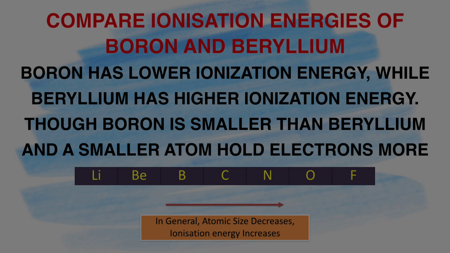In general, when we move left to right in a period in the periodic table, the atomic size decreases and ionization enthalpy or ionization energy increases. It is because of the increase in the effective nuclear charge. It means when we move from beryllium to boron in the second period, the atomic size decreases and the ionization enthalpy must increase. But actually it is not so. The ionization energy of boron atom is lesser than that of beryllium. Why is it so?